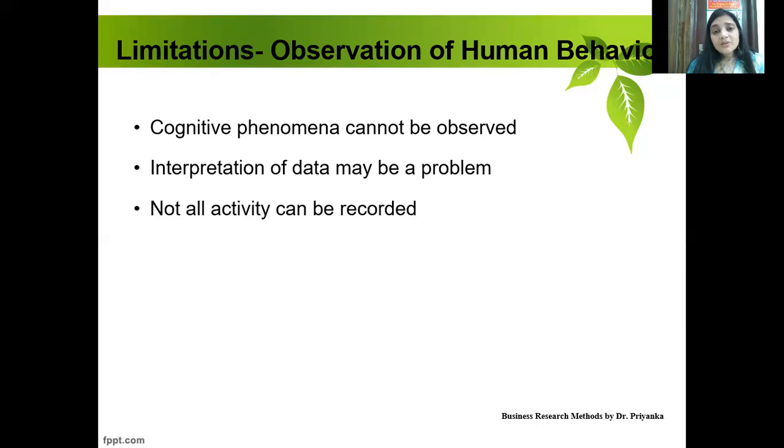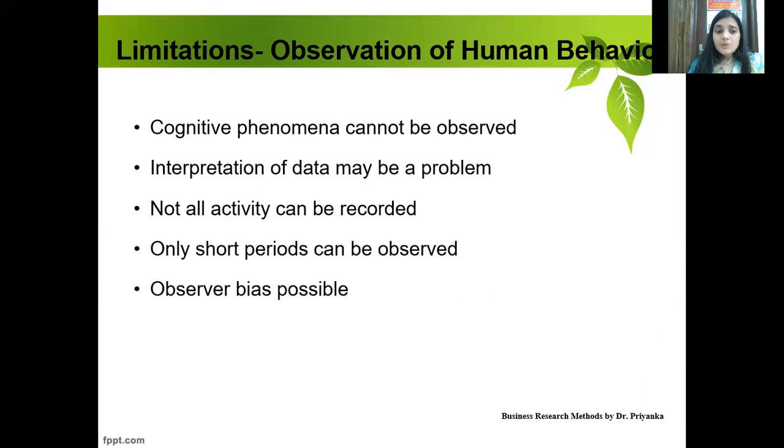Not all activities can be recorded. Yes, not everything can be recorded. So this is also a kind of limitation while observing human behavior. Only short periods can be observed. If you go for longer periods of observing human behavior, it is not actually possible for a human observer to do that, and sometimes it becomes costly when you go for mechanical observation.